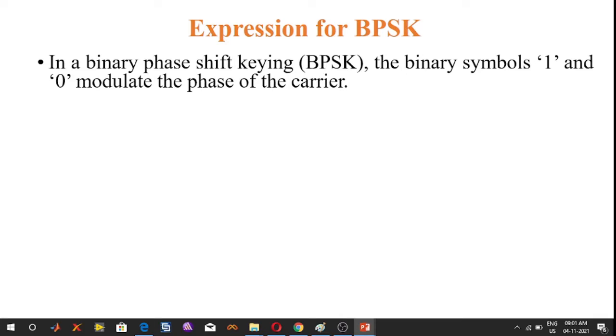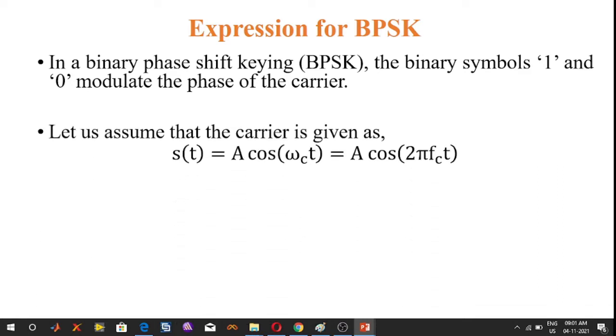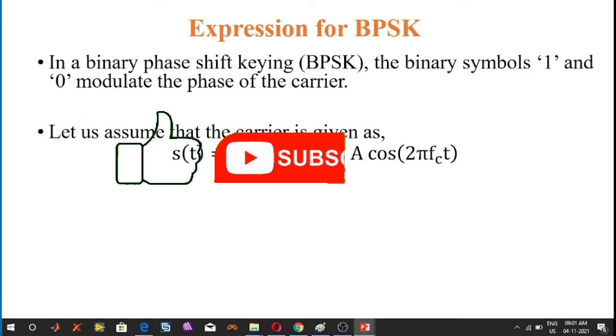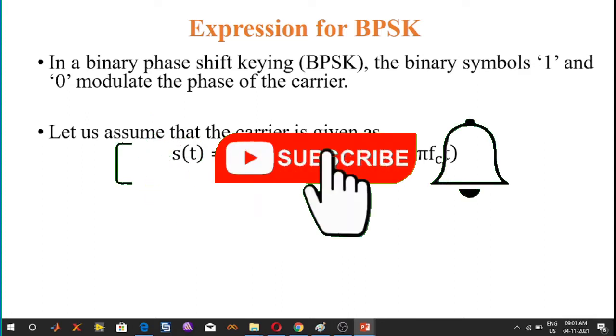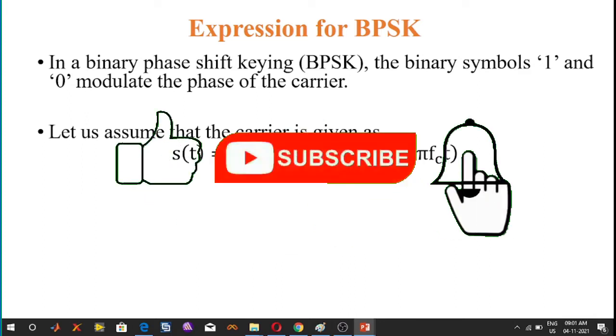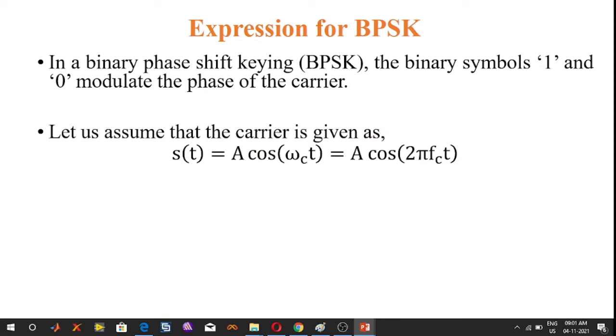In binary phase shift keying, the binary symbol 1 and binary symbol 0 modulate the phase of the carrier. So let us consider the carrier signal is given by s(t) = A cos(ωct), or A cos(2πfct), where ωc is the angular carrier frequency. So ωc = 2πfc.